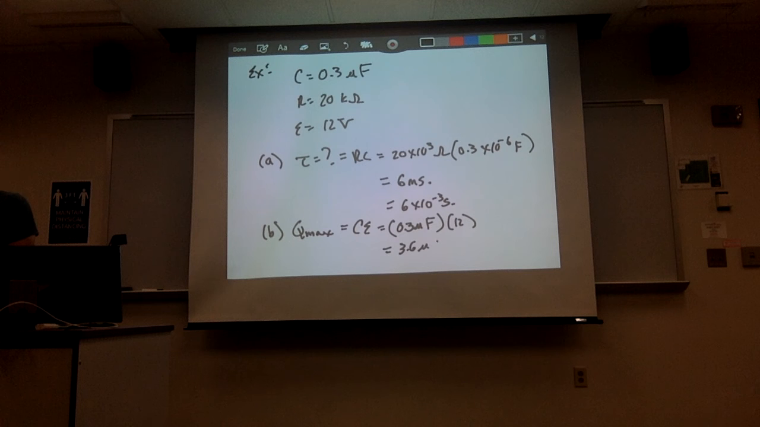3.6 microcoulombs. So that's my maximum charge. What's up? Does the circuit itself even matter? I'm sorry? Does the circuit itself even matter? Like, they provided a circuit. Do we need to analyze it?